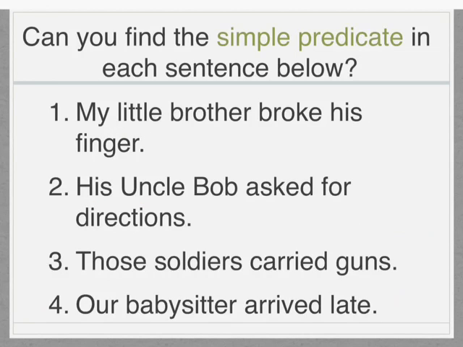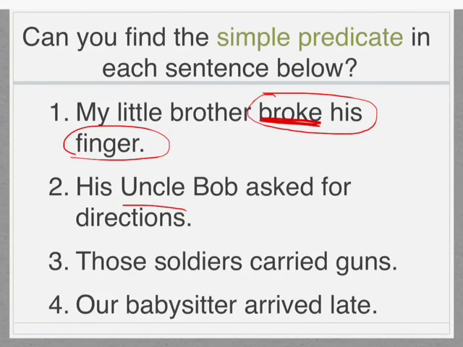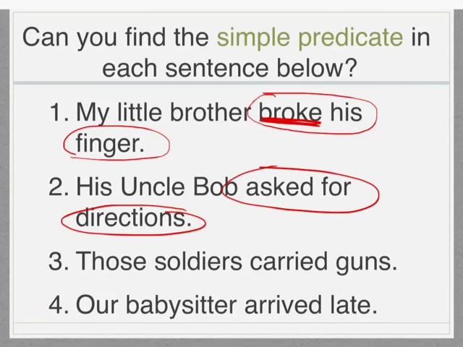We're looking at the same examples as we did the last time for simple sentences. So my little brother broke his finger. Broke his finger is the complete predicate. But if we want to narrow it down just to the verb, broke would be our simple predicate. We're just looking at the verb. Number 2, his Uncle Bob asked for directions. Asked for directions would be our complete predicate. But if we want to narrow it down just to the simple predicate, just to the verb, it's just asked.